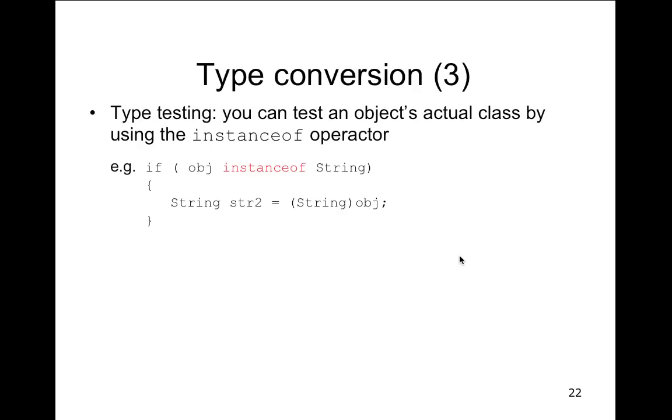And here's what I was looking for, actually. Instanceof. So you have a built-in feature in the language to actually see what your object is an instance of, so that you can properly assign it the right roles and do a proper comparison with it. So, type testing. You can test the object's actual class by using the instanceof operator here. So if the object is an instance of String, then treat it like a string, or convert it, or do something with it.